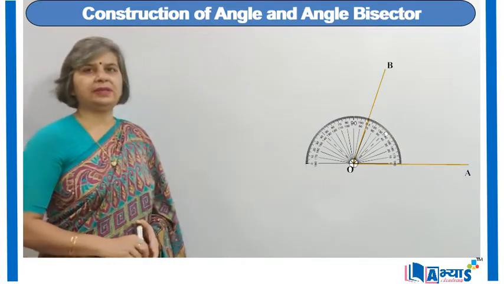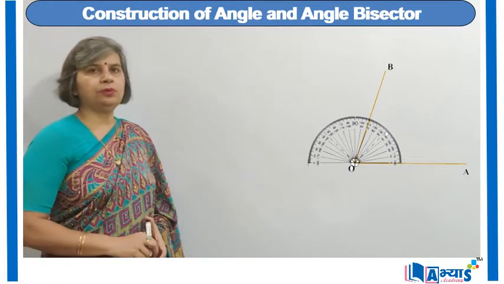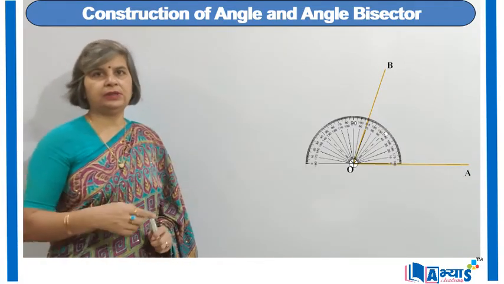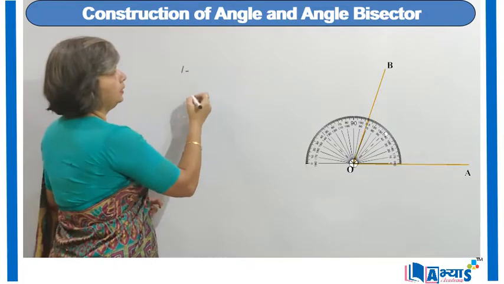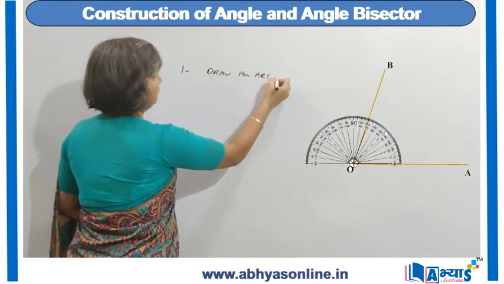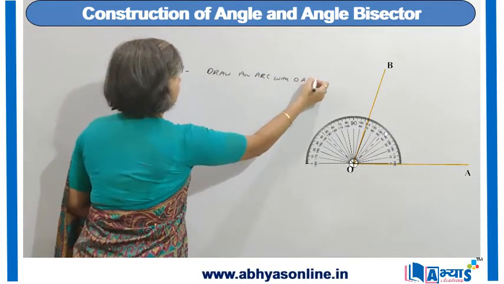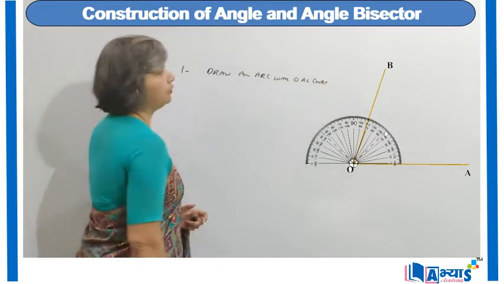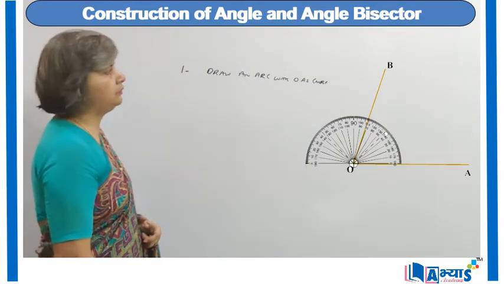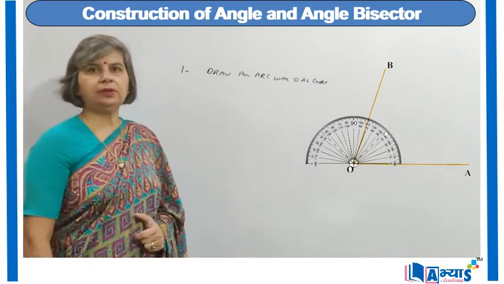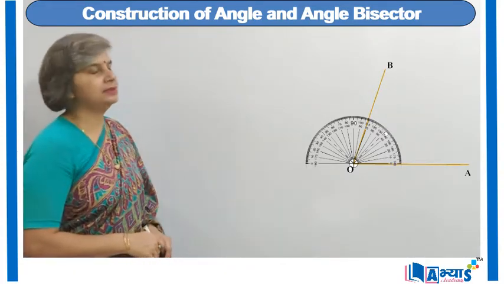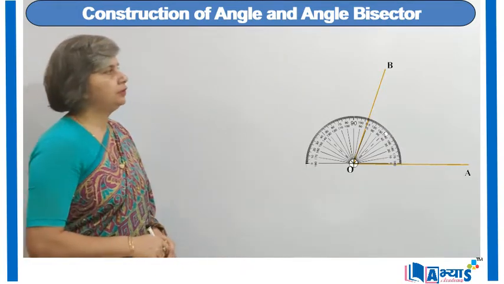Now I will try to bisect this angle, that is angle BOA or AOB. So now for this we will follow the steps that I have drawn earlier. The first will be to draw an arc with O as center. That means I will draw an arc with O as the center of the arc, and it will cut OA and OB at P and Q. Now when we know that angle AOB is 72 degrees, we will try to bisect this angle to make an angle of 36 degrees. For this we will follow the steps.